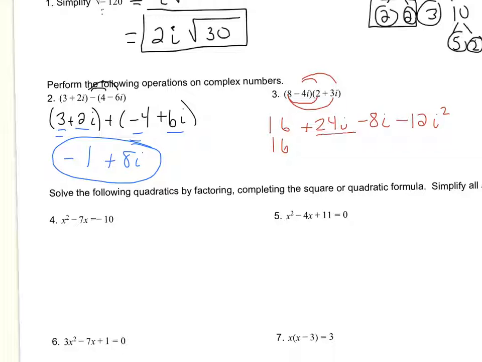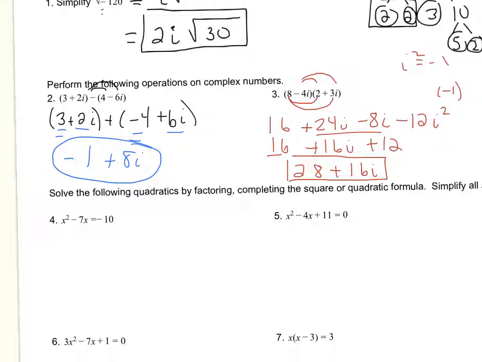So this is 16. These two can go together. So 24i minus 8i is 16i. And then we'll have negative 12i squared. But remember, i squared is negative 1. So this is really negative 12 times negative 1, which becomes positive 12. And then I can add the 16 and the 12 together, and I will get 28 plus 16i. So very important to remember, when you have an i squared, it always becomes negative 1.